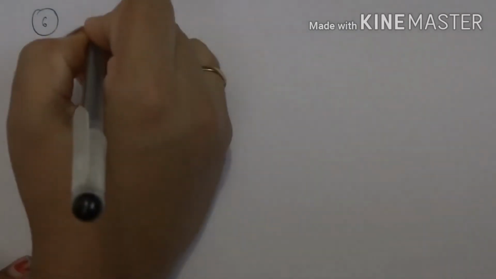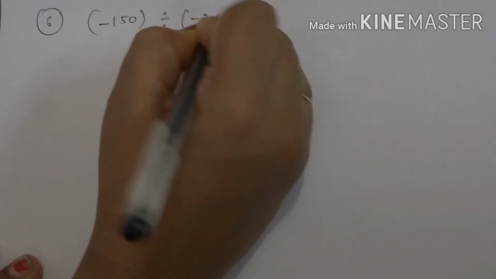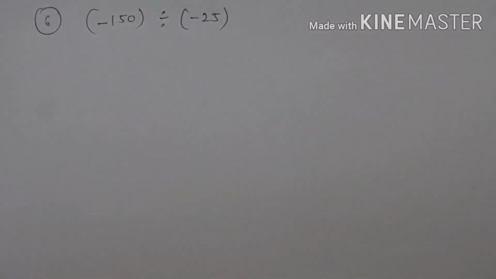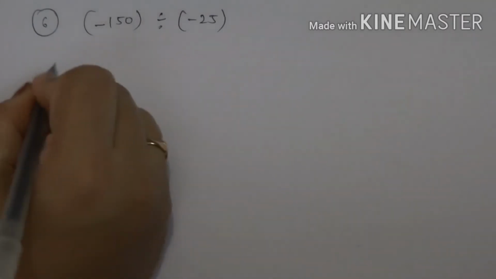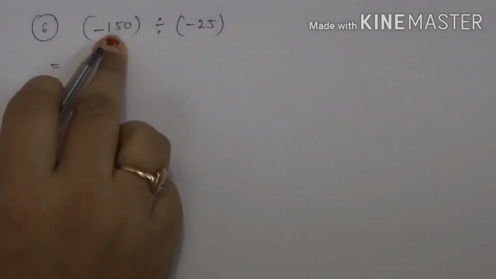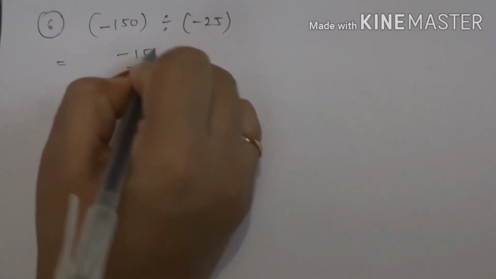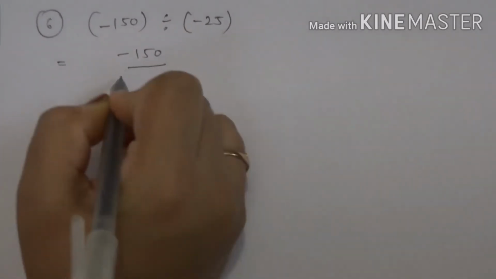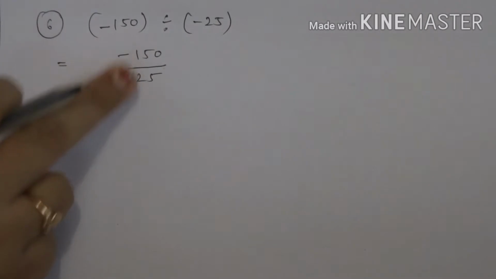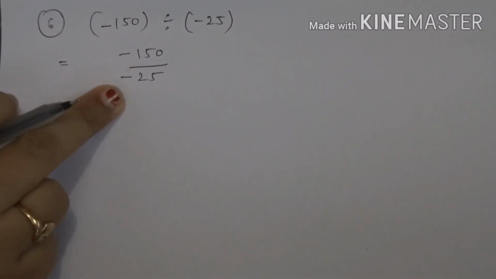The 6th sum is minus 150 divided by minus 25. This is your 6th sum. So children, I already told you all how to divide it. First, take these numbers in fraction form: minus 150 divided means upon minus 25. Then I told you to find the table in which both the numbers are coming.